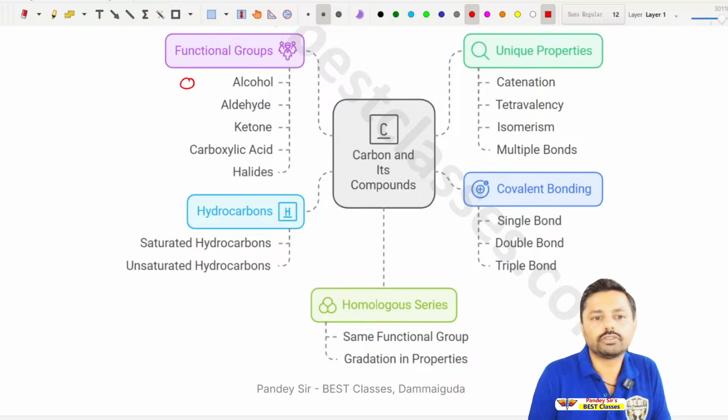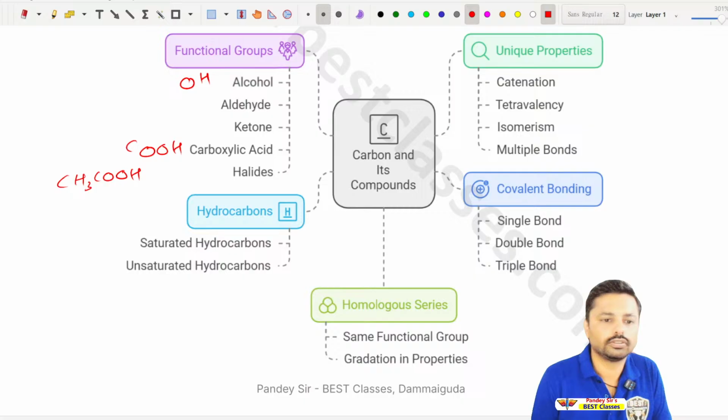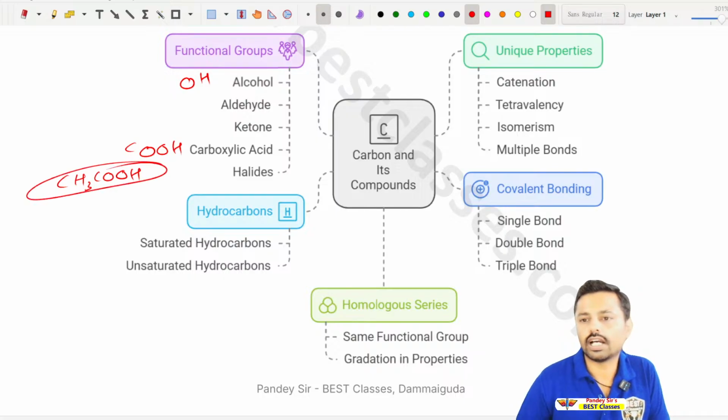Alcohol, where OH will be there. Okay, this is the common one. And carboxylic acid also is a common one, where COOH usually exists. Like for example, CH3COOH. So COOH will be there mostly in carboxylic acid. This is ethanoic acid, by the way. And isomerism I already said just now.